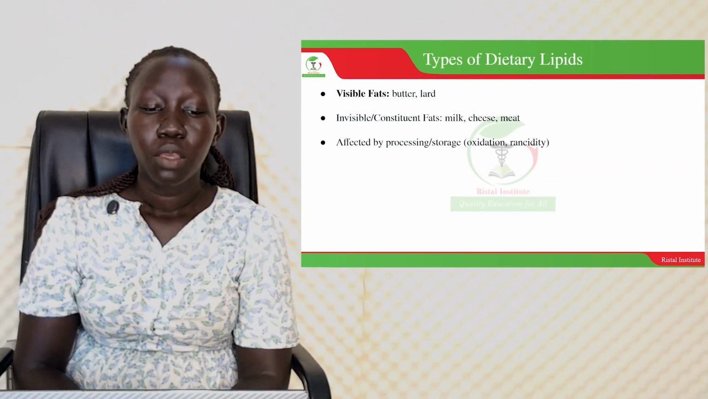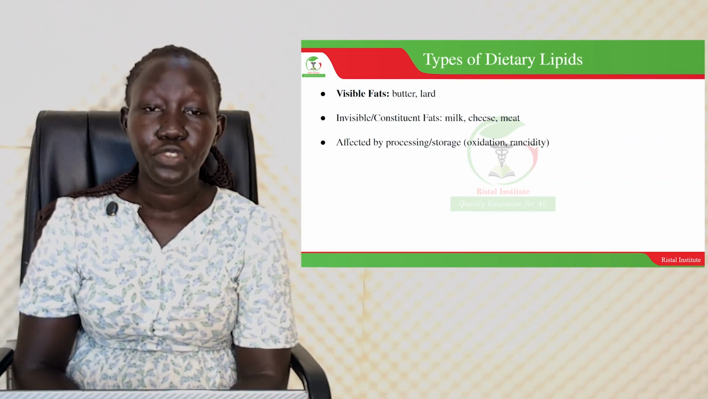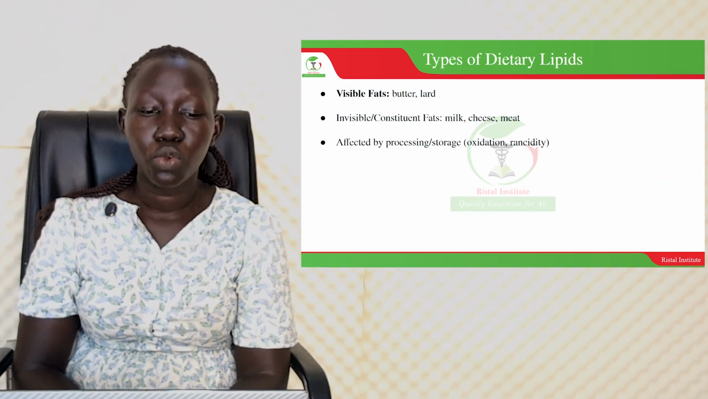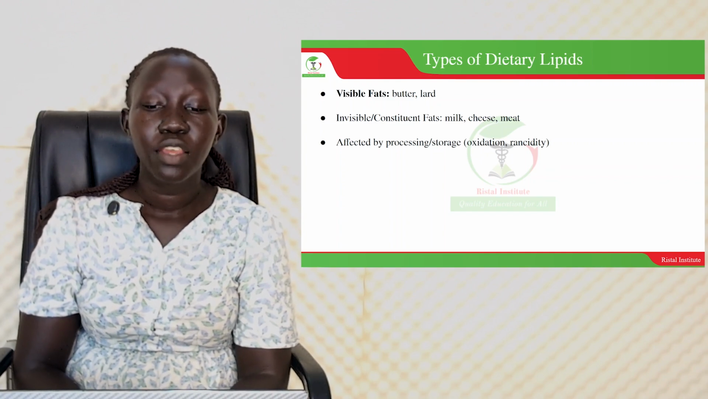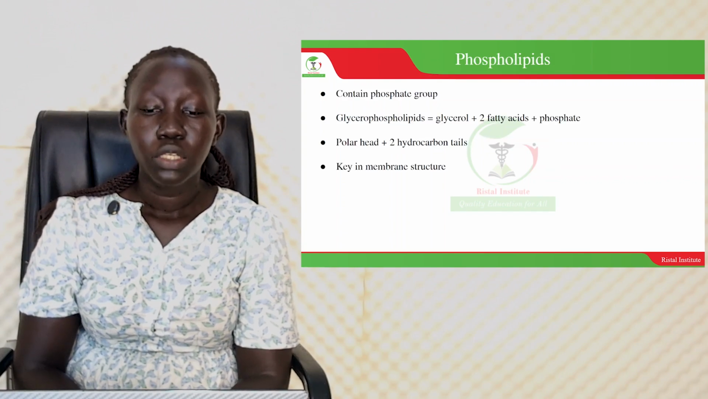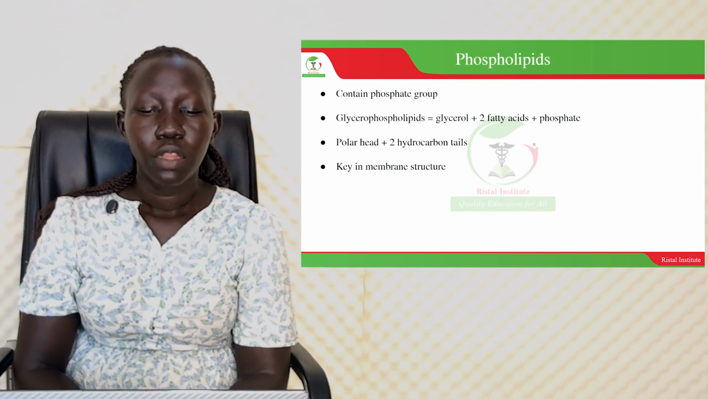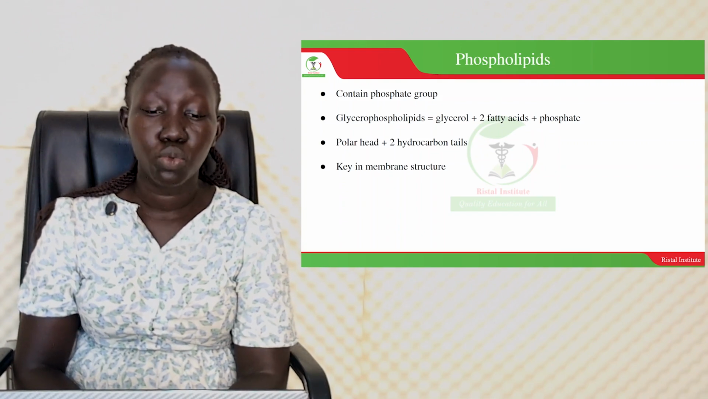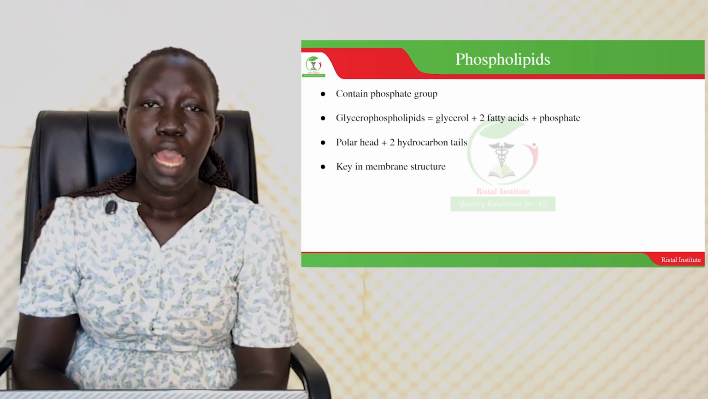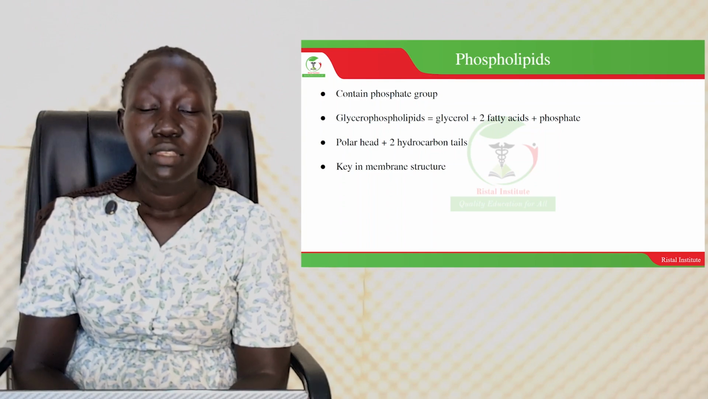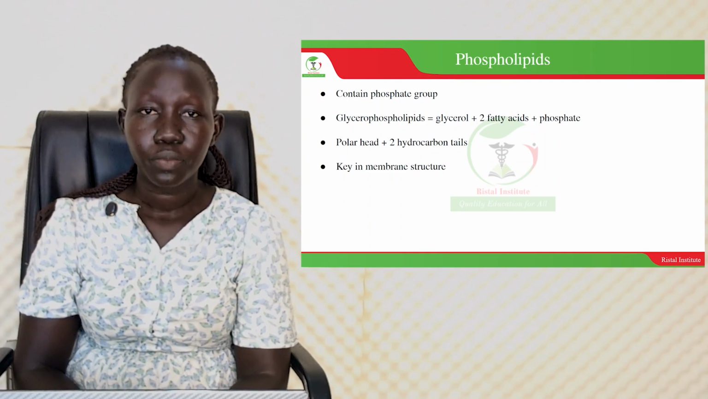Phospholipids. We said phospholipids contain a phosphate group, and we also have the glycerophospholipids that contain a glycerol group plus the phosphate group. This one has glycerol, 2 fatty acids, and a phosphate. These have both the polar head and the 2 hydrocarbon tails, and they are very important in the cell membrane structure.